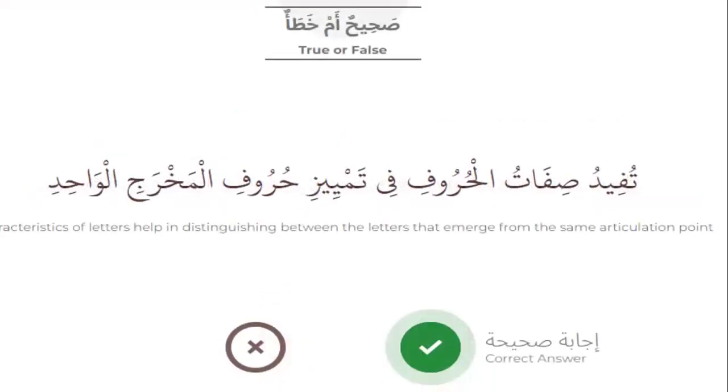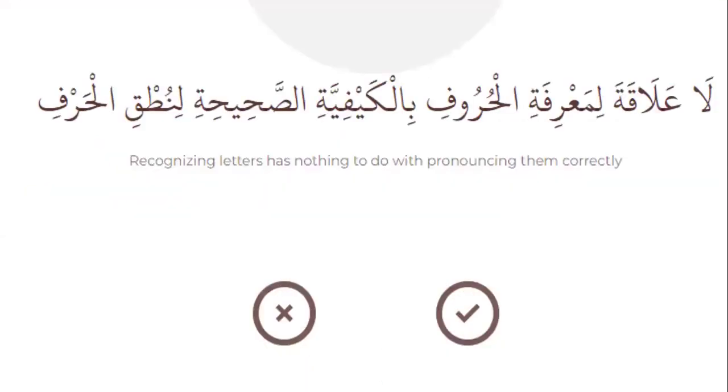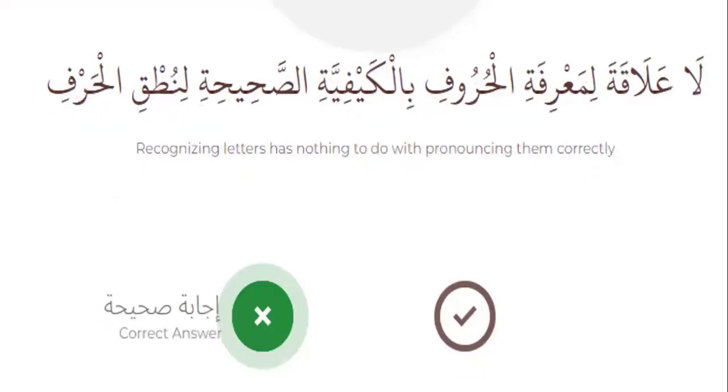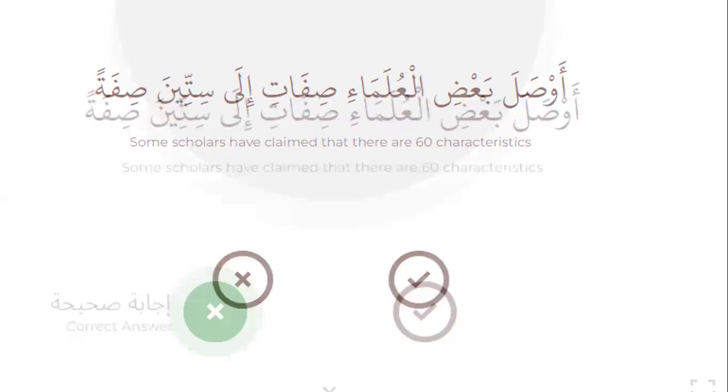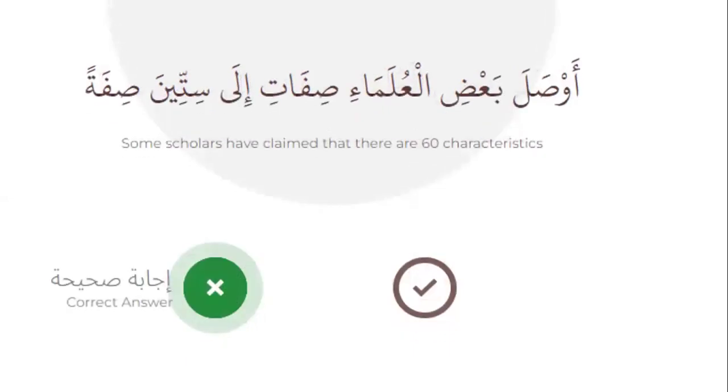Yes, it's right. Another question. Recognizing letters has nothing to do with pronouncing them correctly. Right or wrong? It's wrong. Yes, very good. Another question. Some scholars have claimed that there are 60 characteristics. Right or wrong? No, wrong.